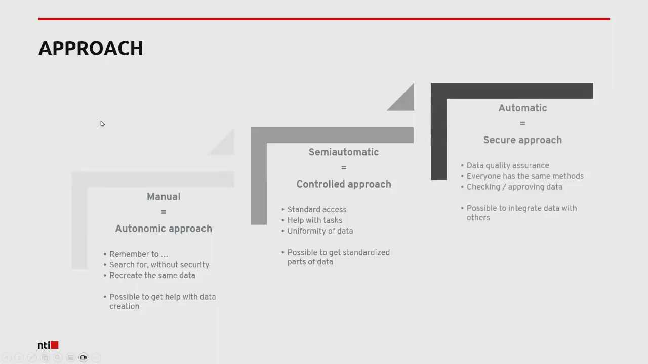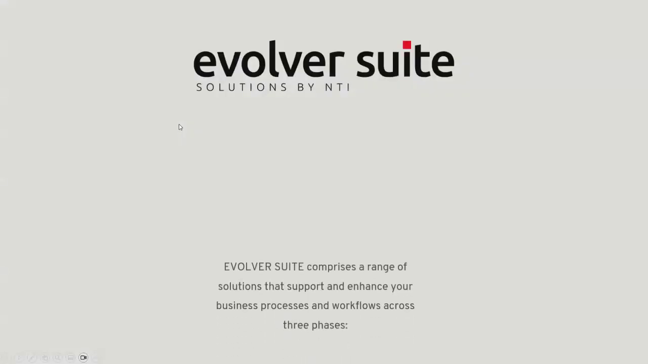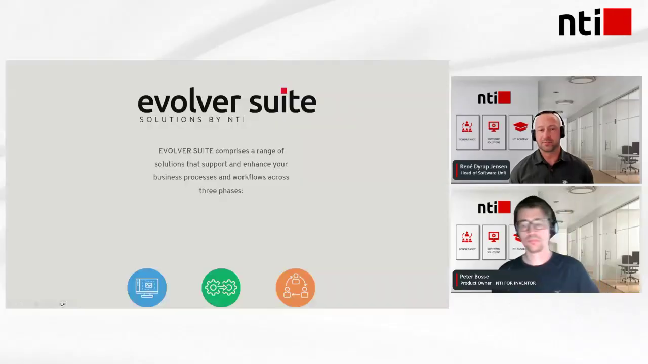And the last approach is the automatic approach, which is also the most secure approach, because we can ensure that nothing will be released in Vault, for example, unless the criteria and the conditions for the data to be released are fulfilled. So everyone has the same method. And of course, it's also possible to integrate the data with others. So this is just to give you an impression of the different approaches of how you can work in a solution. And of course, the solutions can be a mix of that.